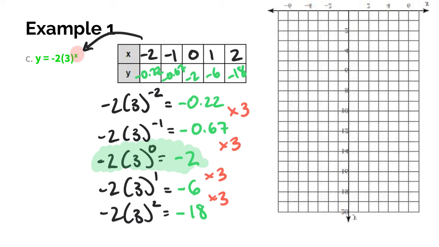So if I were to plot these, real quick, I just cheated and flipped my graph upside down, but -2 and -0.22 would be left 2 and down between 0 and -1. I would go -1 and -0.67, which is going to be about 2/3 of the way down. 0, -2, 1, -6, and 2, -18. So in this case, my graph, when I curve it downward, would look something like that.